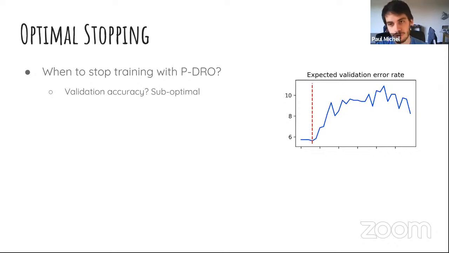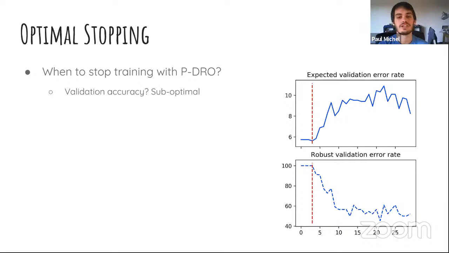And that's a problem because if you cheat and look at the robust accuracy, so this is for another data set I'll talk about later, just for the purpose of explaining my point here, just think of this robust error rate as the actual thing we want to minimize in DRO. So this is the worst accuracy over a set of groups that we're actually interested in. And as you can see, if you stop too early, you're going to end up with a model that has a very high robust error rate.